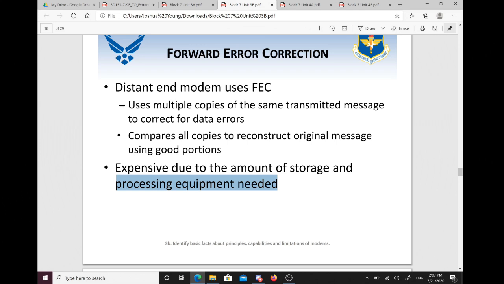So when it says it takes multiple copies, if you are using forward error correction in your data transmission, your distant end receives that data transmission, and then if there's a block of data that's missing, it will continue to receive that same transmission until it can extrapolate that block of data to fill in the blank and create the most accurate output message for you to see.